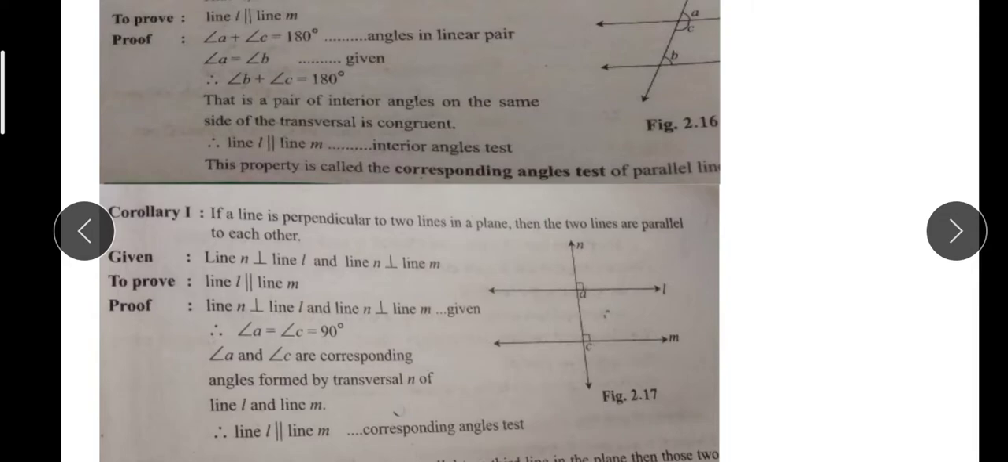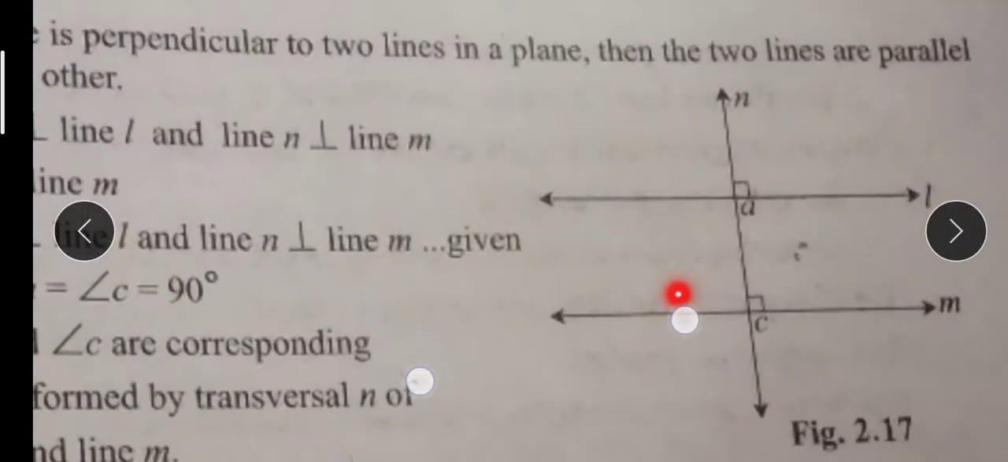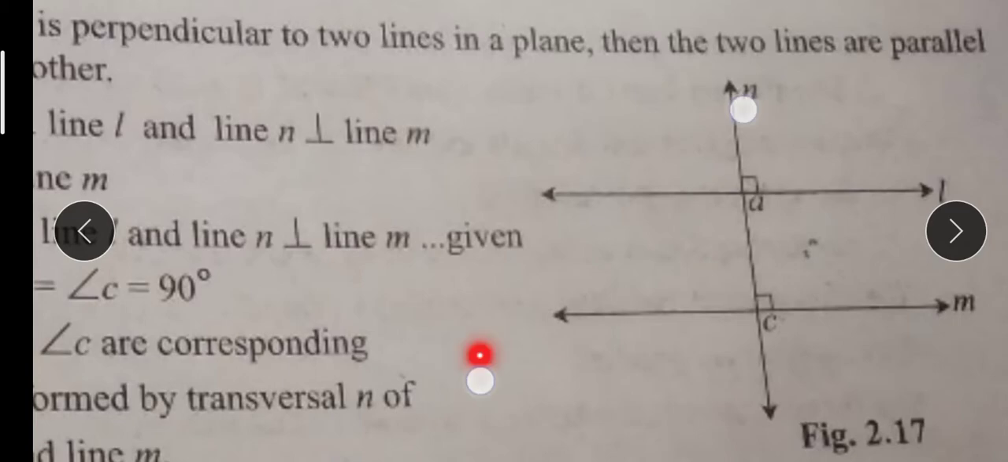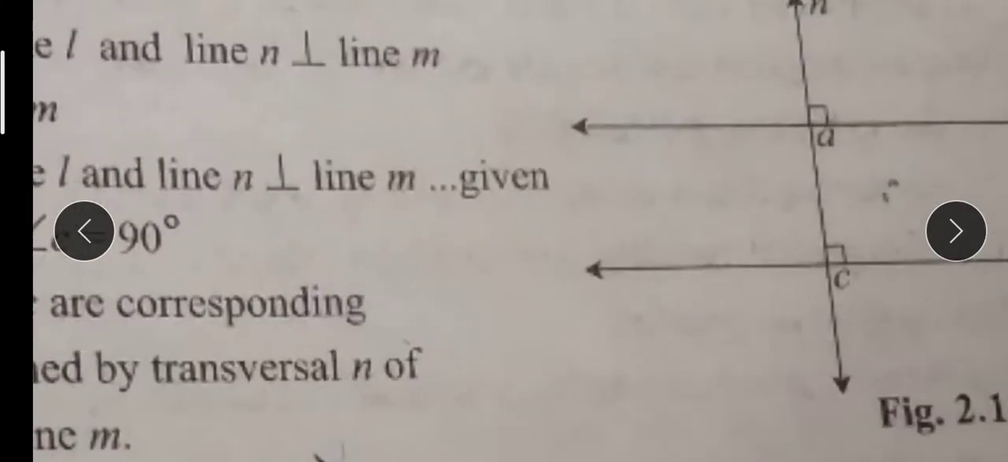Very simple theorem. Now see here, what is given? N is perpendicular to L. Again what is given? N is perpendicular to M. Now we have to prove these two lines are parallel. The given thing is perpendicularity. Now the proof. How to prove? By any theorem you can prove. By the corresponding angle test, by the interior angle test, by any test you can prove that these two lines are parallel to each other.